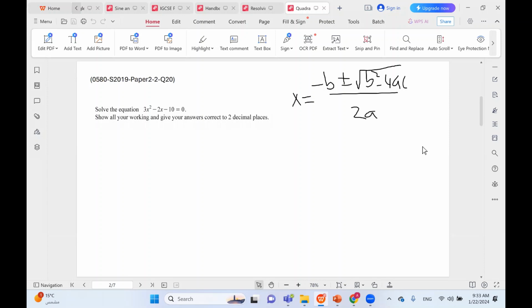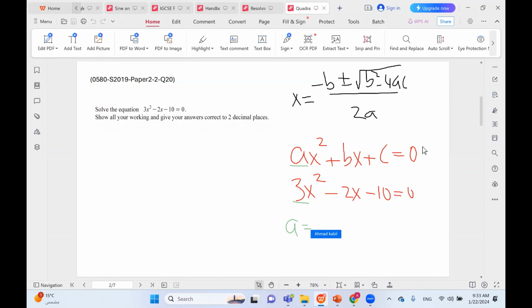How do we figure out a, b, and c? Simply, we just write the standard form of the quadratic formula, ax squared plus bx plus c equals 0. And we write the equation that we want to solve underneath it, 3x squared minus 2x minus 10 equals 0. And then we simply compare the coefficients. The number next to x squared is 3, so therefore a equals 3. The number next to x is negative 2, so b equals negative 2. And the third number is negative 10, so c equals negative 10.